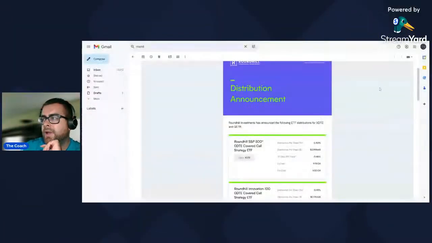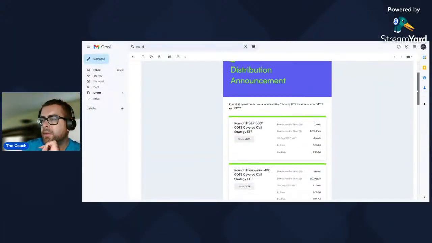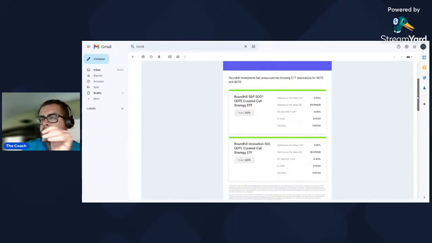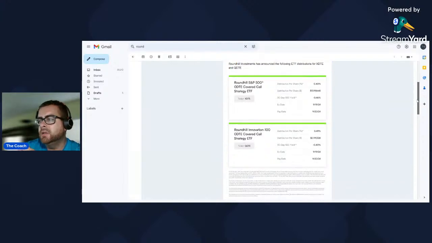So what we've got for XDTE and QDTE, and we'll also check RDT. Well, no, RDT is not coming until like next week. But for XDTE and QDTE, we've got 19.86 cents for XDTE, 19.53 cents for QDTE. So we'll put this in the spreadsheet and we'll see what it spits out for us.